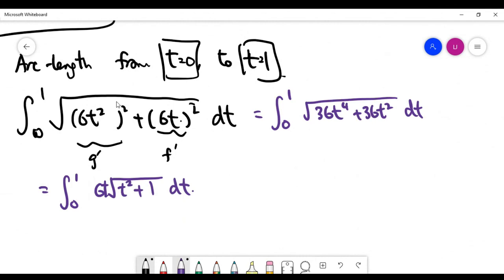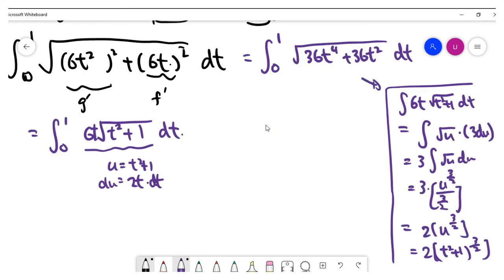So you see, after some simplifications, you're asked to integrate this function 6t times the square root of t squared plus 1. And actually, I think we can use the u substitution. I can let u be t squared plus 1, and du is actually 2t times dt. So to save a bit of time, I will write the remaining steps down.